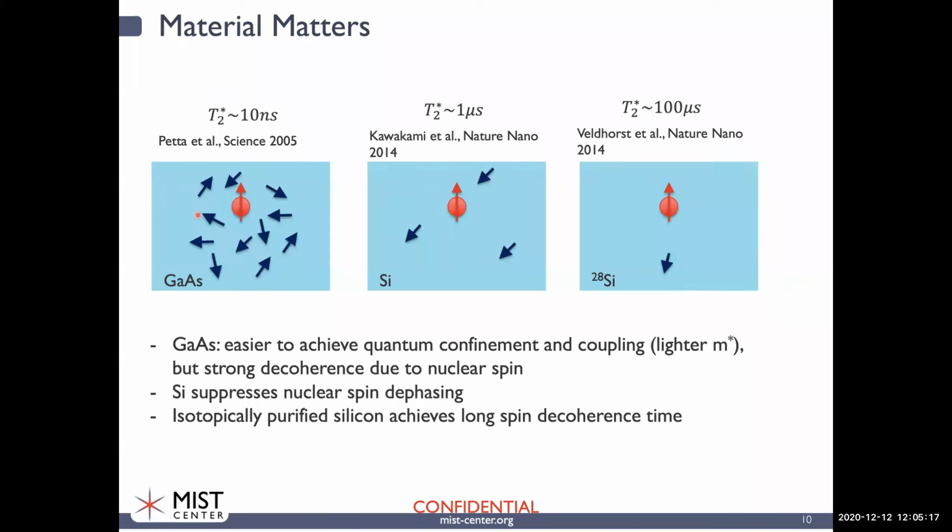Switching from gallium arsenide to silicon improves the decoherence time considerably, by taking away all the isotopes with nuclear spins from the silicon and creating isotopically purified silicon-28. And the coherence can be extended by orders of magnitude. So this is extremely important for quantum computing, as one of the major challenges is how to keep the quantum information coherent and stay long enough so that quantum computing operations can be performed.